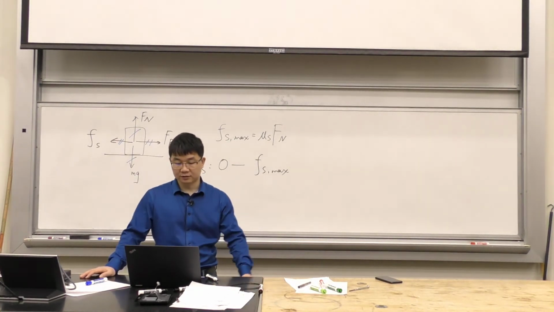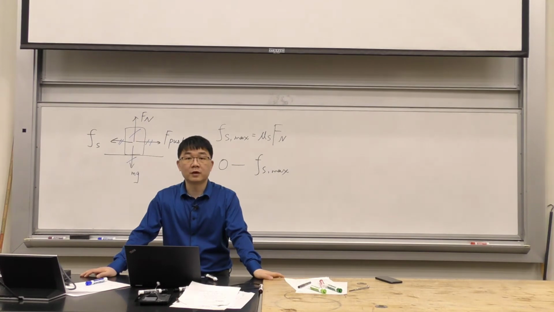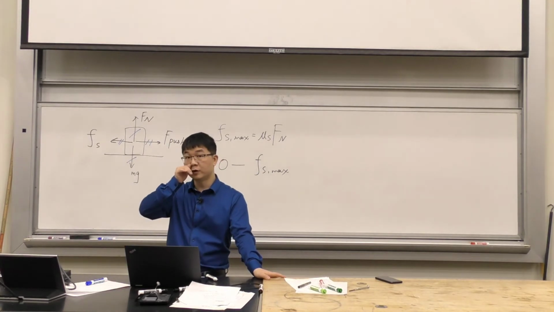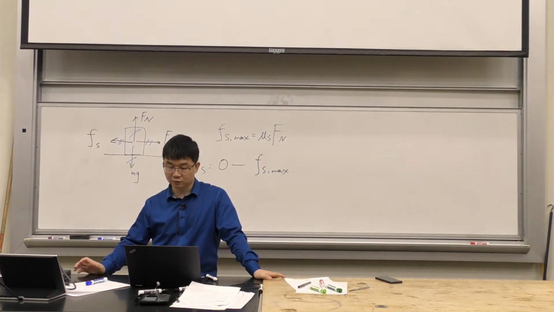And this mu s, as I said, is called the coefficient of static friction. There's no fundamental theory to predict the coefficient of static friction between two surfaces. The only way to find the mu s, this coefficient of static friction, is to do experiments. If you have an object on a surface and you want to find the mu s between them, the only way you can find it is to do experiments repeatedly. There's no way you can use another theory to derive the mu s between these two surfaces. You have to do experiments.